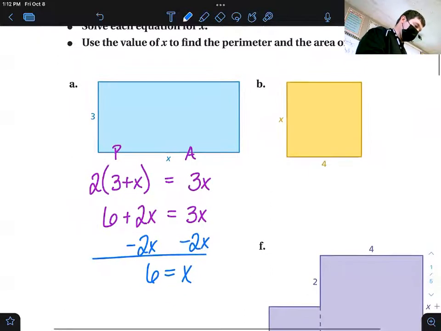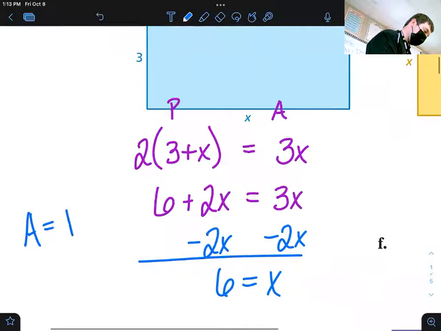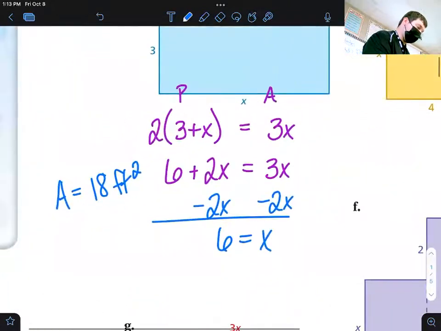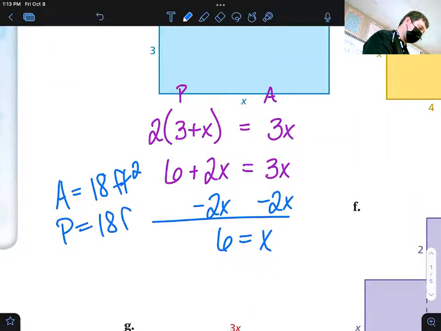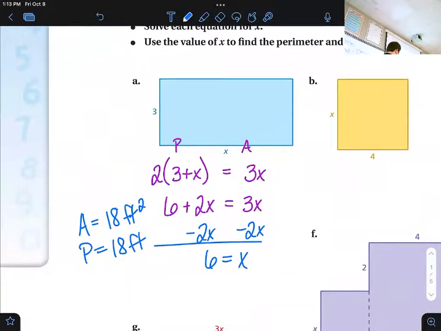What is 6 times 3? 18. So the area is 18 feet squared. I believe it said it was measured in square feet, right? Yeah, in feet. So the area would be 18 feet squared. The perimeter would just be 18 feet. And you can double check that. If you plug 6 in right there, what's 3 plus 6? 9. And 9 times 2? So we know we did it right.